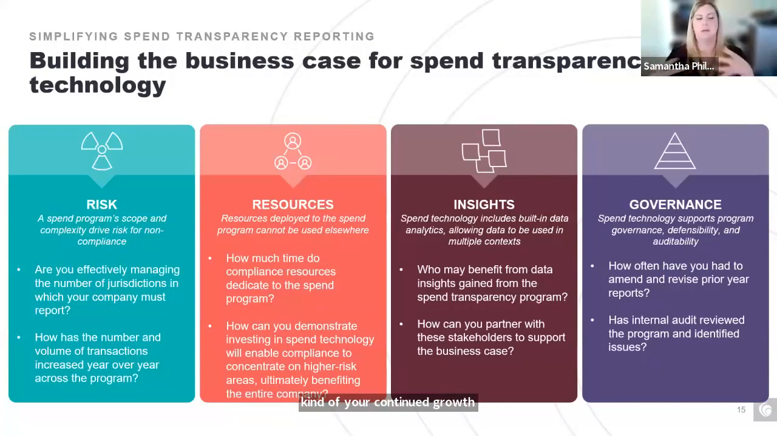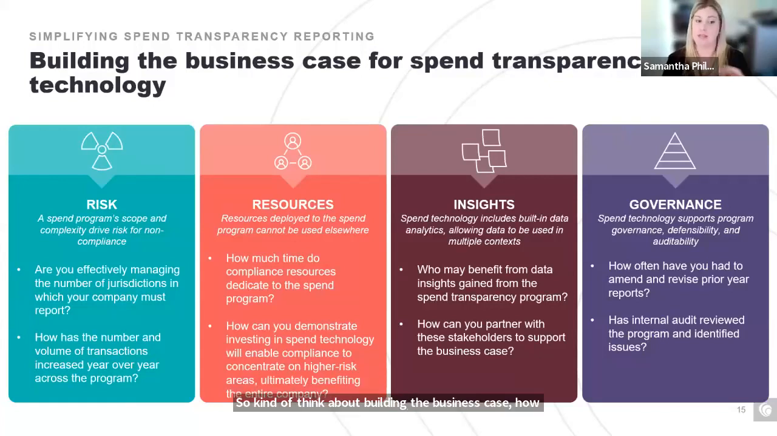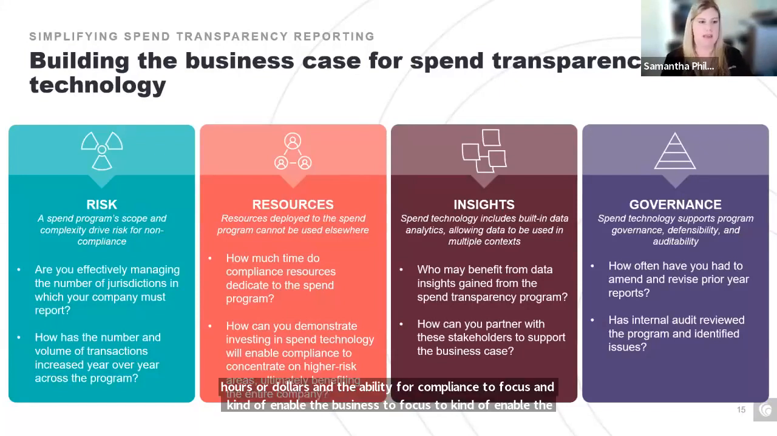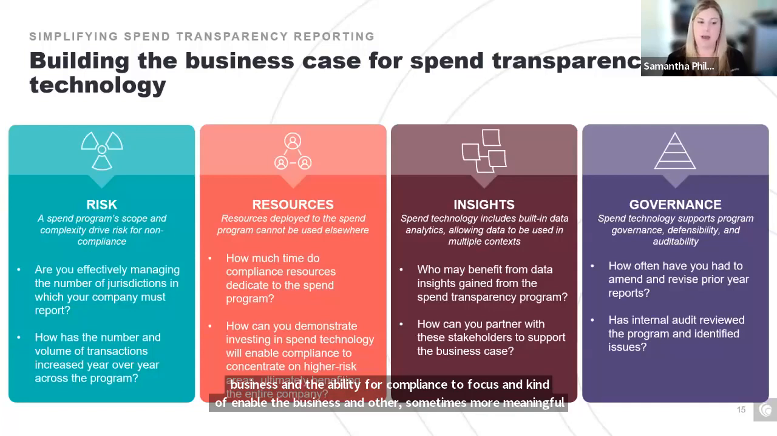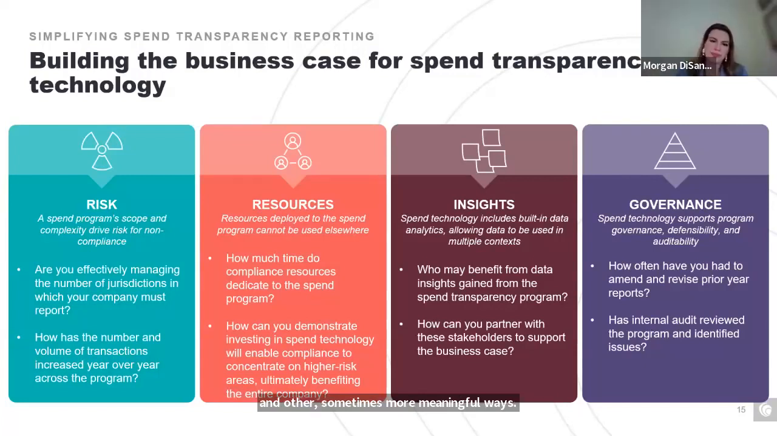So in thinking about building the business case, how can you show that there is a very clear trade-off between time spent on spend, whether it's hours or dollars, and the ability for compliance to focus and enable the business in other, sometimes more meaningful ways. So when we think about building a business case, really make that direct correlation to say, if we're doing spend, we can't be doing other things, and it's probably worth the X amount of investment in a tech solution.